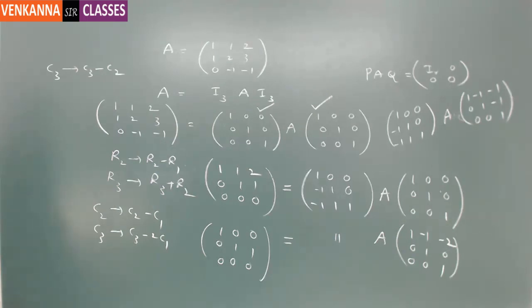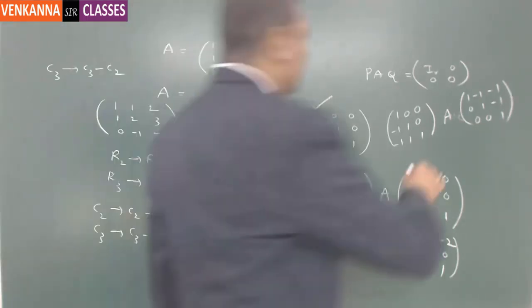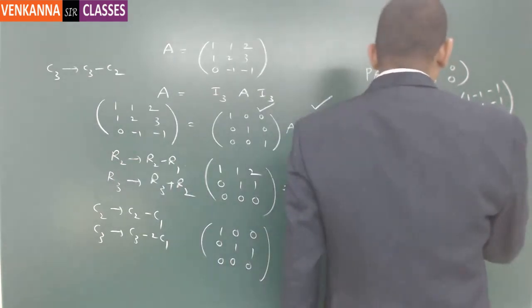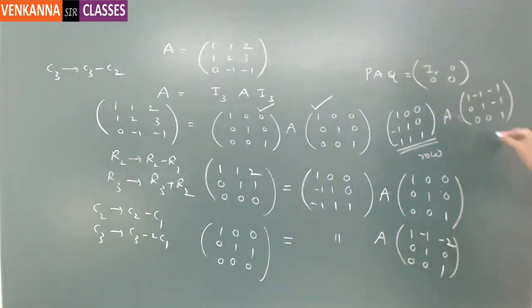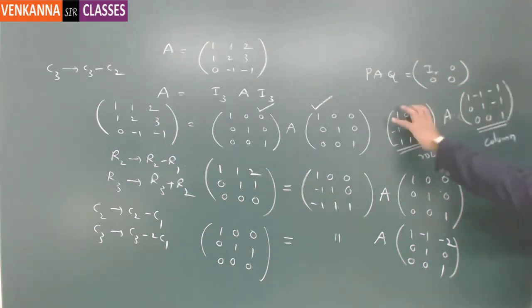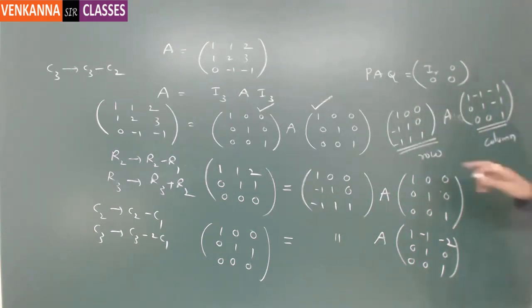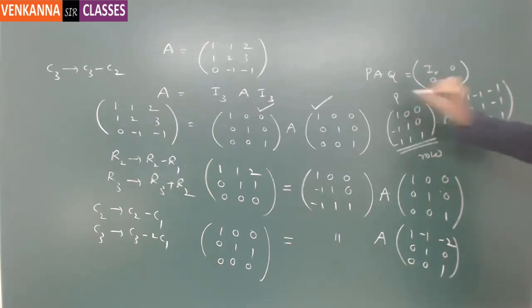Right. So the pre-factor is for row operations result. The post-factor is for column operations result. So whenever you have a column operation, you are applying only on this part, you are excluding these two. So we take that this is the matrix P and this is the matrix Q.